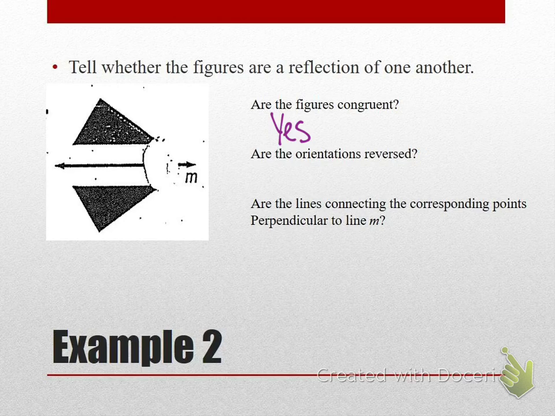Are the orientations reversed? Yeah, it was pointing up, this top point, and now it's pointing down. So I would say yes, the orientations are reversed. Are the lines connecting the corresponding points perpendicular to line M? Yeah, if we look at the far left corners, if we were to connect those points, it would be perpendicular to line M. Same thing if we took the high and low points, still perpendicular. So yes, I would say that these are reflections of each other.